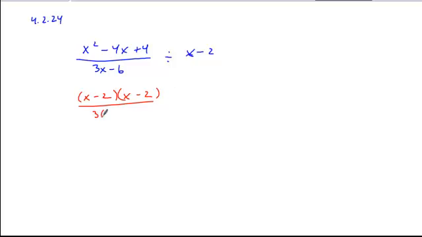In the denominator, we can remove a common factor of 3, leaving an x minus 2. And we invert and multiply. So this whole factor of x minus 2 gets moved to the denominator, and the 1 gets moved up. If you need to redraw it as a fraction to help remind you of that, do so.